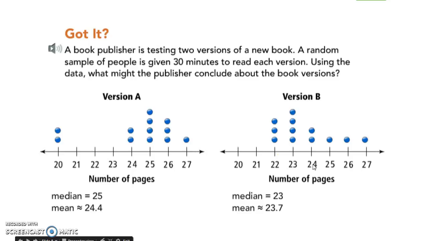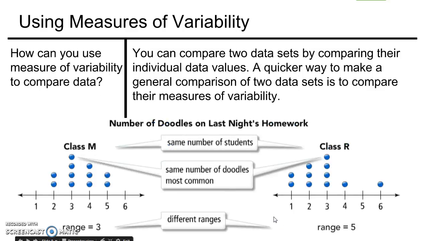Look at them. Because of these guys over here, and we see some of them up here, the mean might be a little bit off. That's why we would want to use the median. Okay, so we would use the median. We would predict about 25 pages read in 30 minutes from version A, about 23 pages read from version B. And we do see that the mean and the median are pretty close together for these data sets. So it's not that thrown off, but just a little bit.